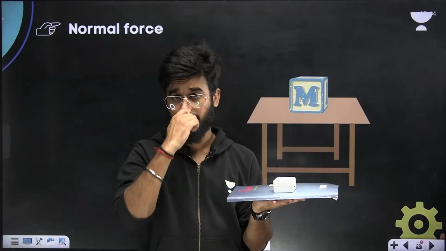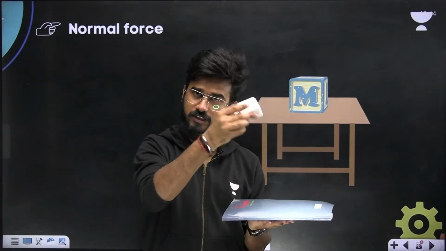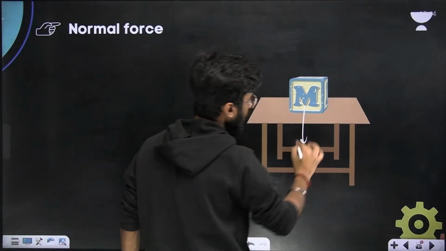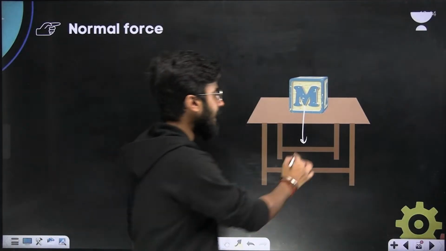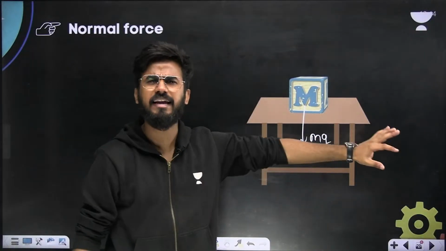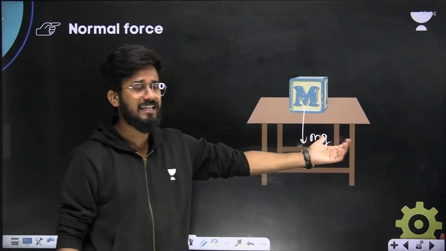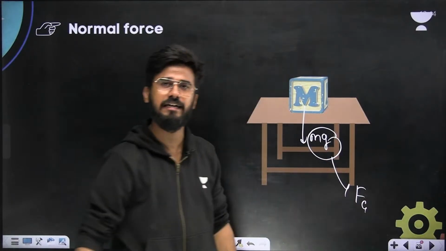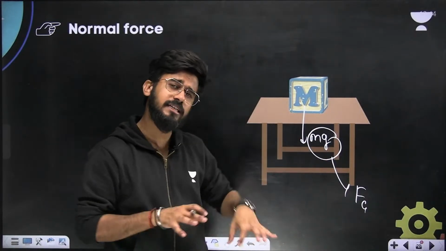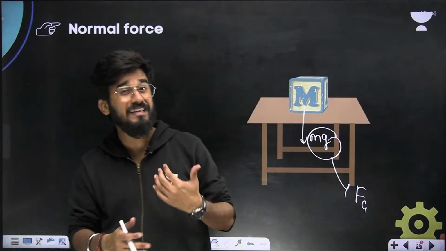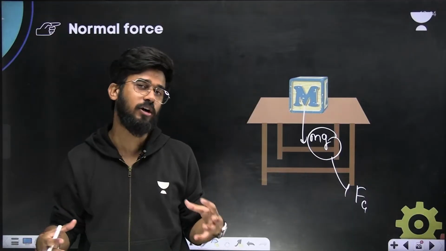Because there is a force in the downward direction on this block because of gravitational attraction, and that acts downwards. We write it as m into g, mass into acceleration. We will be deriving this equation also. So this is mg, and we'll suppose that this is the gravitational force. We'll be defining it later. Since this is at rest, all the forces on this block should be cancelling each other. That's why this block is at rest.